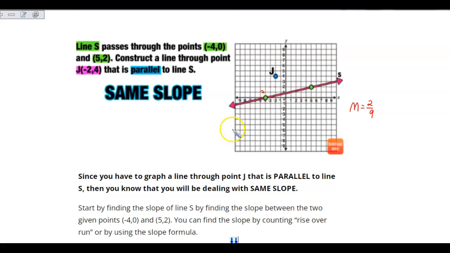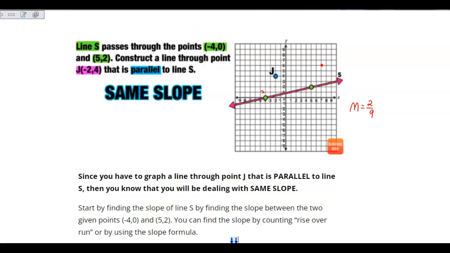Double checking. So from this point, I can use my rise over my run. I can go up 2 and over 9. 1, 2, 3, 4, 5, 6, 7, 8, 9. Let's do it again. Okay, that works.